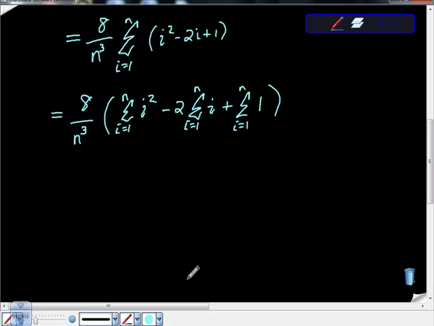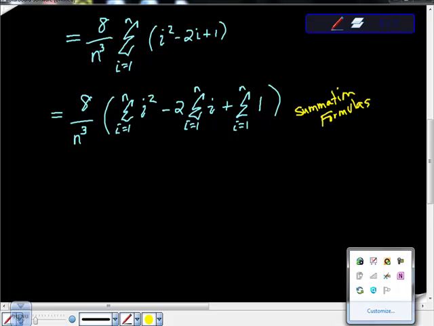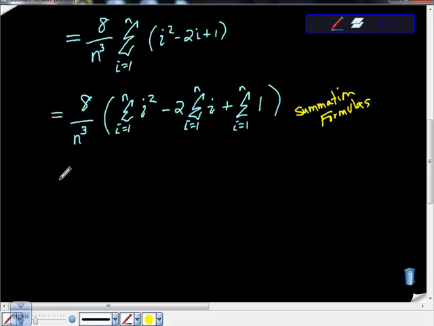Now, our goal here is always to get into summation formulas. So we're in sigma right now. We want to get into summation formulas. So we want to go to our summation formulas and see what we can do here. Hold on one second. Okay, so as we keep moving here, I'm going to do this.